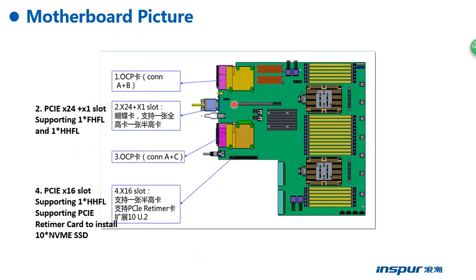This one is a PCI slot. It can support the butterfly riser card. It is a PCI 24 slot. This one is a PCI 16 slot. The CPU and the memory slots.